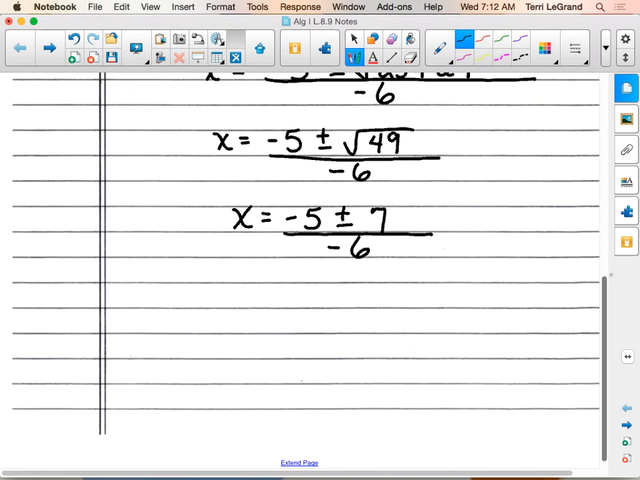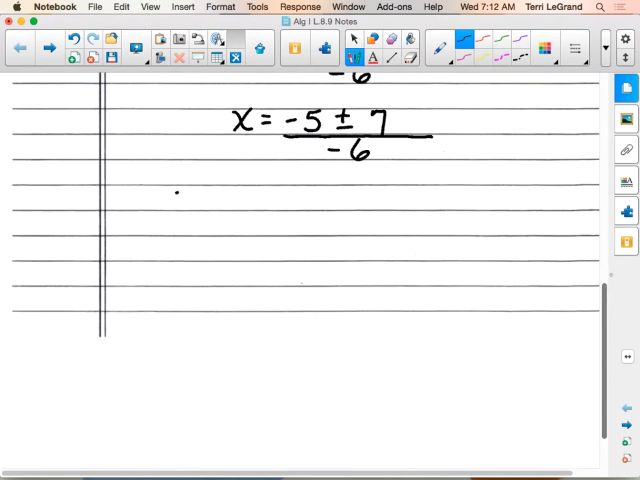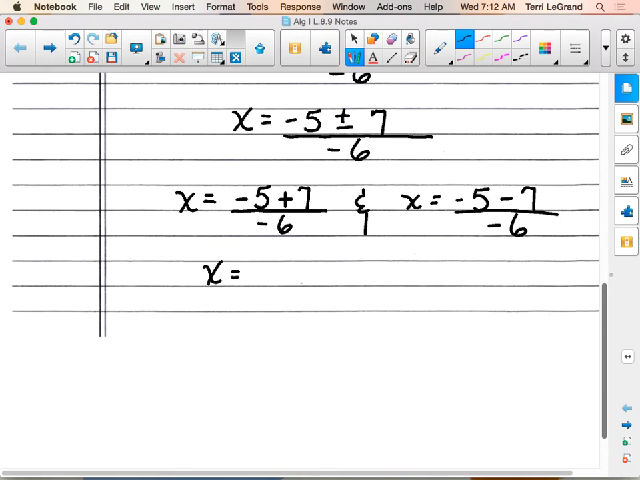Now we're going to break this into 2 problems because we have that plus or minus in there. So we're going to do x is equal to, we have a negative 5 to which we need to add 7. And then we have to divide by negative 6. And we have the negative 5, from which we should subtract 7, divide that by negative 6. So there are two solutions because there are two square roots of 49. So x equals, upstairs here we have negative 5 plus 7, that's 2 over negative 6.